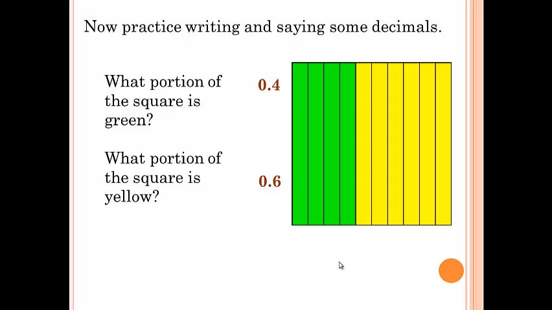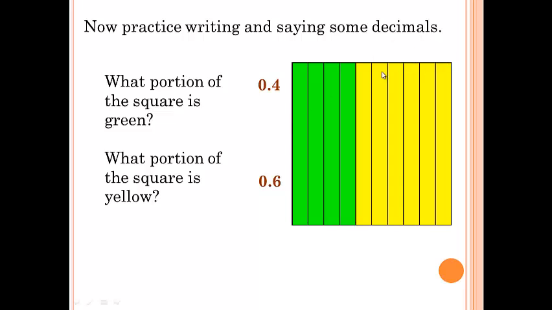Now, practice writing and saying some decimals. Okay, what portion of the square is green? How many columns here are green? 1, 2, 3, 4. Yes, 4. 4 out of how many columns? Count all. 1, 2, 3, 4, 5, 6, 7, 8, 9, 10. We have 4 over 10. 10 here is a special denominator, so we write it with the point, 0.4.